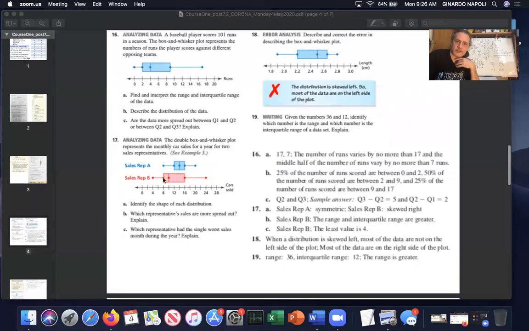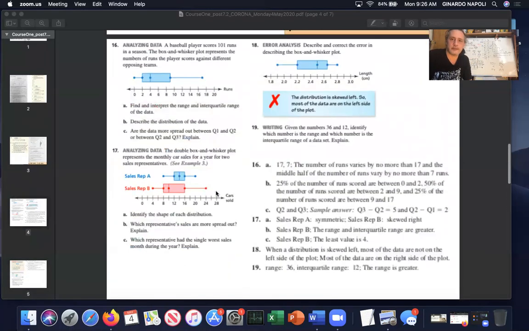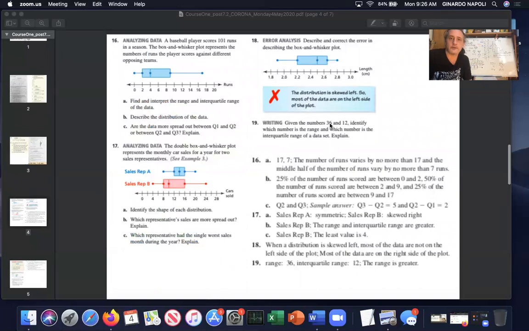All right, and it looks like the right skew, that means the mean shifted, right? So the mean is shifting to the right. That's what skew means, direction of mean shifting. All right, and then 19 here, so the 36 would have to be the range because the range is from the minimum to the maximum. And the interquartile range is just between the quartiles, so that has to be less.